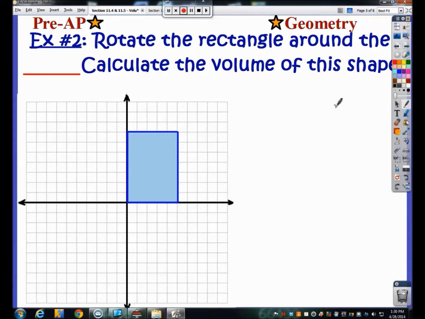Now the second problem is going to be a little bit trickier. Okay, so we're still going to do it together here. It says we're still going to rotate. It's the same rectangle, 5 by 7 rectangle, but we're going to rotate it around the line x equals -1.